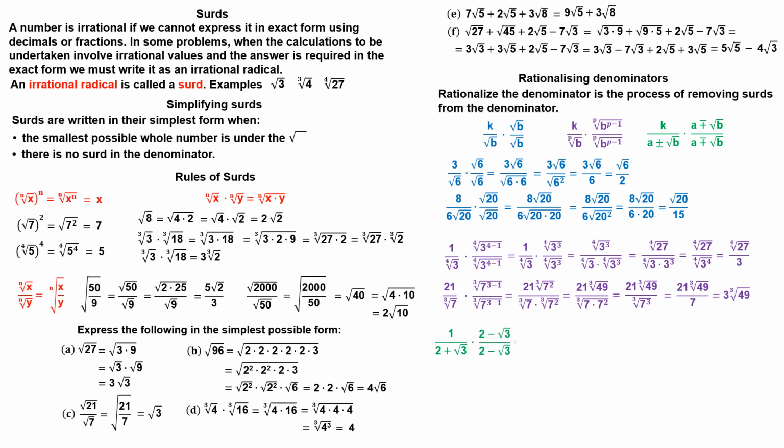At this point, we should remember the difference of two squares. When we expand the brackets in the denominator, we get the difference of two squares. So we have the term radical squared.